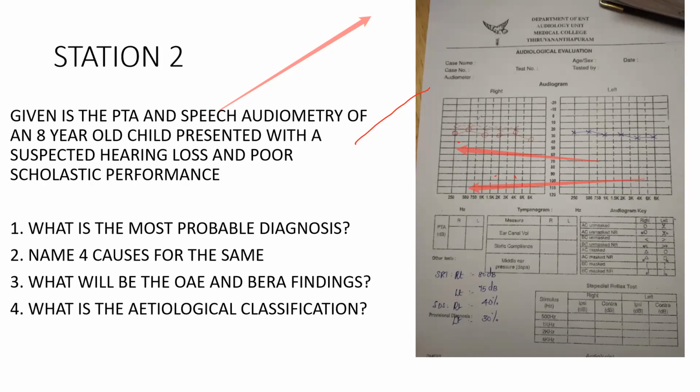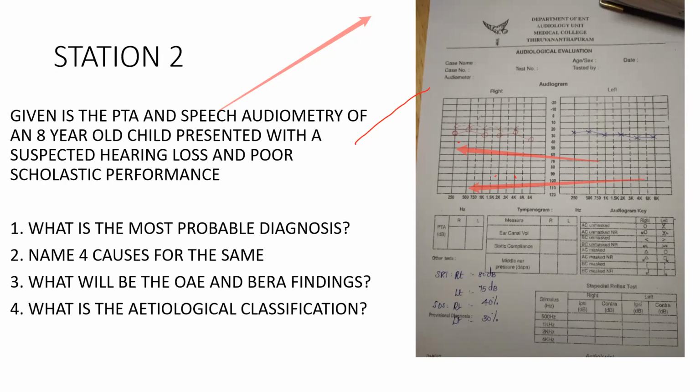And the moment you see this question, the first thing that comes to your mind is a small boy with poor scholastic performance and hearing loss. The first thing is otitis media with effusion. So you look into that audiogram and you see that it is a sensorineural hearing loss. And when you see the sensorineural hearing loss, you should always correlate it with the speech audiometry.